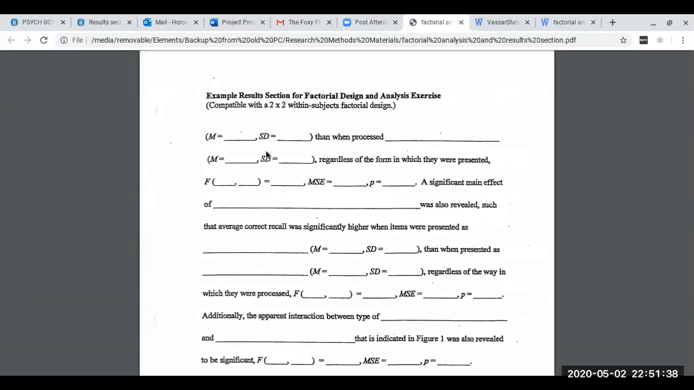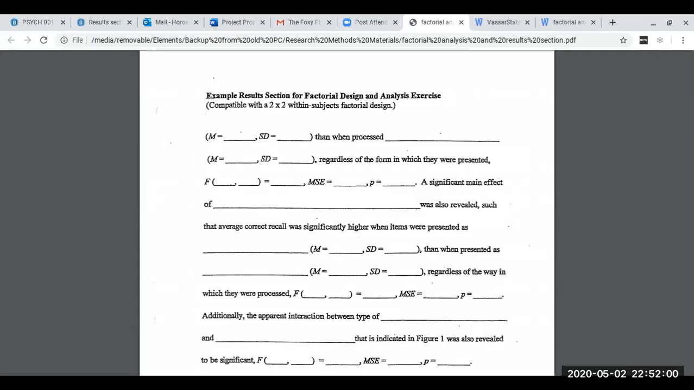Here's our F value. We have our degrees of freedom. Remember, it was 1 and 9. Here, what was our F value? What was our mean square error? And the P value. Remember, when we put P, we're not going to put the actual value. We're just going to put less than or greater than, right? So less than 0.05, or if you want to get really specific, less than 0.01.